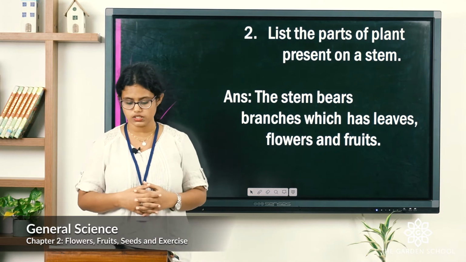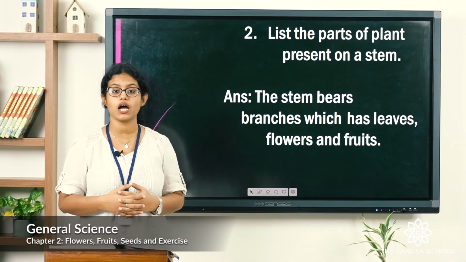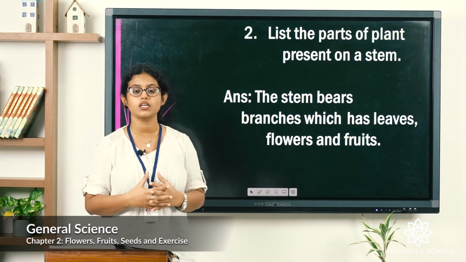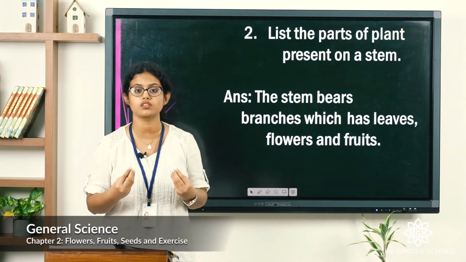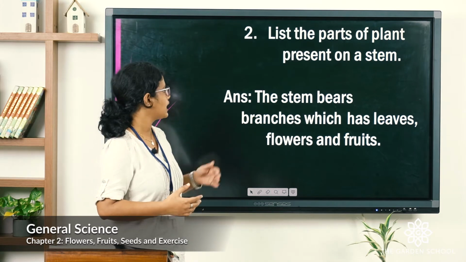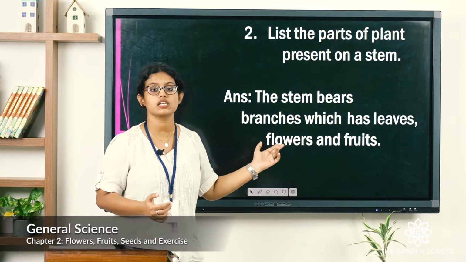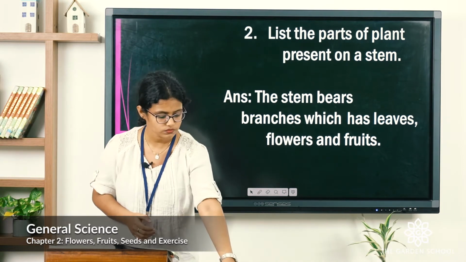Let's see the second question. List the parts of a plant present on the stem. So you all know the different parts of a plant which are present on the stem. So which are the parts? The stem bears branches which have leaves, flowers and fruits.